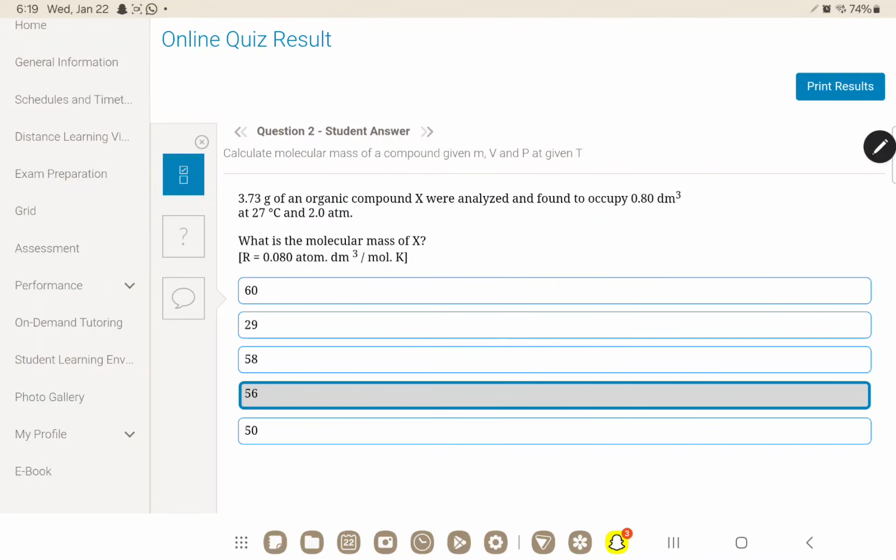Now here they're telling us that 3.75 of organic compound X were analyzed and they were found to occupy 0.8 decimeters cubed. What is the molecular mass of X? Now we need to know two formulas, that PV equals nRT and that n equals m over molar mass. So what we do first is we have our pressure, we have our volume, we have our temperature, but the temperature needs to be in Kelvin. So this is in Celsius, so we have to convert it. And we have our mass. So now we could use our formula.